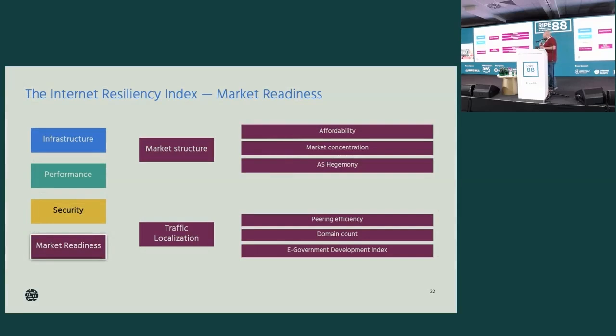The last pillar is the market-led readiness. It looks at the market structure through the affordability, market concentration, AS hegemony, the traffic localization, peering efficiency, domain count, and e-government development index. So basically, it looks at what data is available for people to use locally, and in a way or another, looks at how much of these data is available locally.